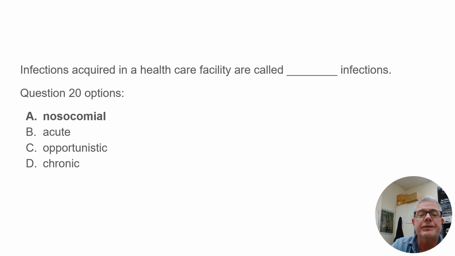Nosocomial infections. Acute infection is something that happens right away, like a sudden onset of influenza. Skipping down, a chronic infection. An example would be something like hepatitis B, which the patient carries for a long period of time.